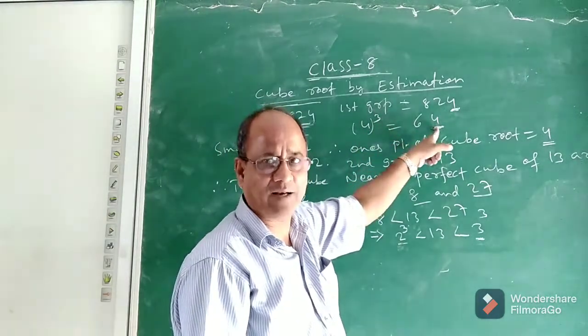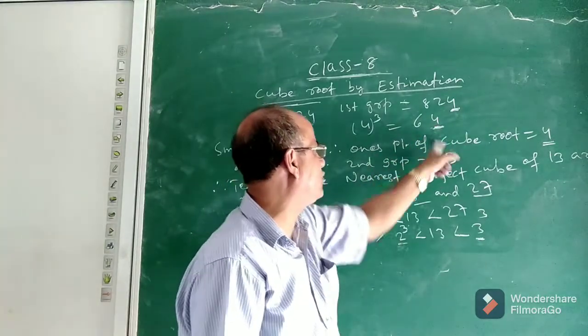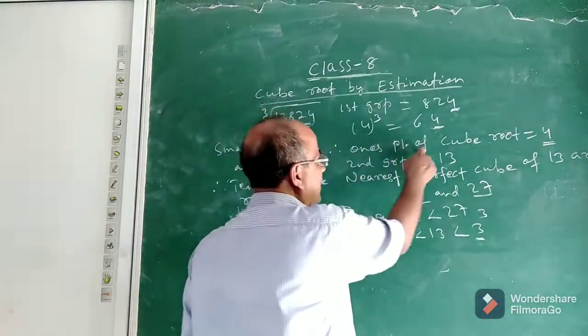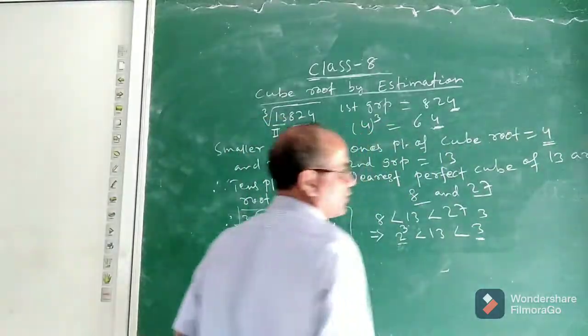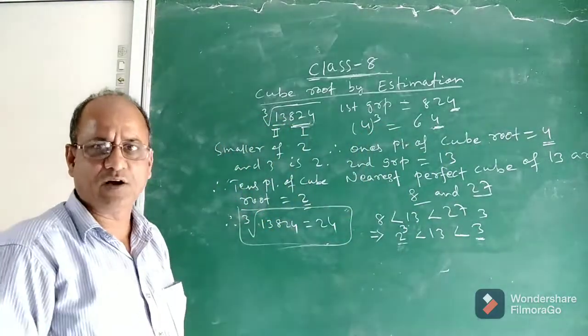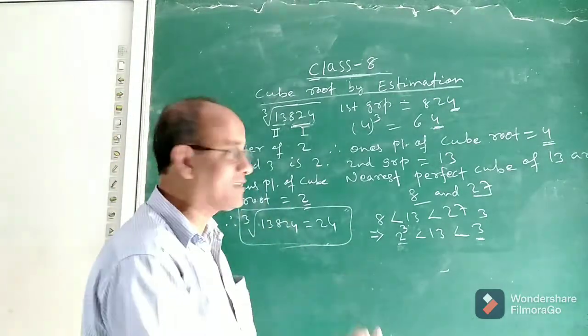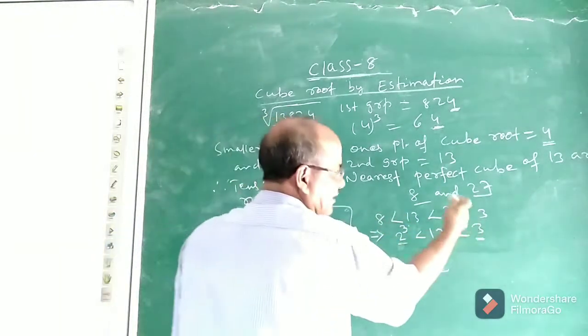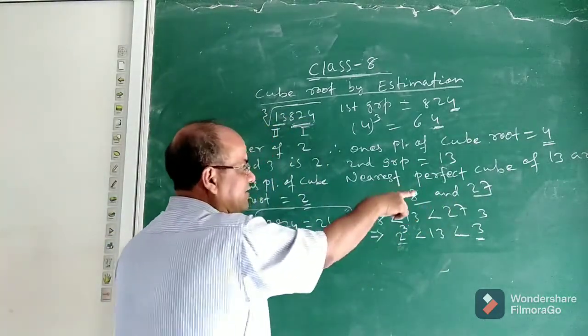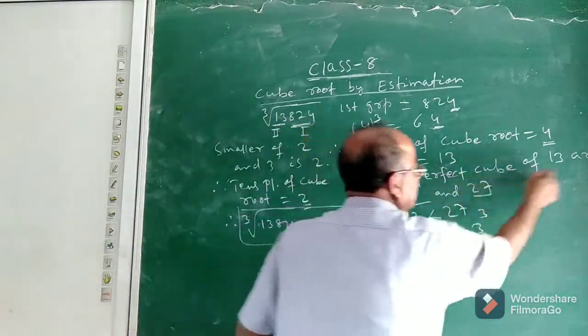After taking the cube of that, what you get in the ones place will be the ones place of the required cube root. So here we got 4, so the ones place of the cube root will be 4. Now how to find the next place of the cube root? To find it, you have to consider the second group. Suppose the second group is 13, whatever it may be. Now whatever the second group is, you find the nearest perfect cubes for it.